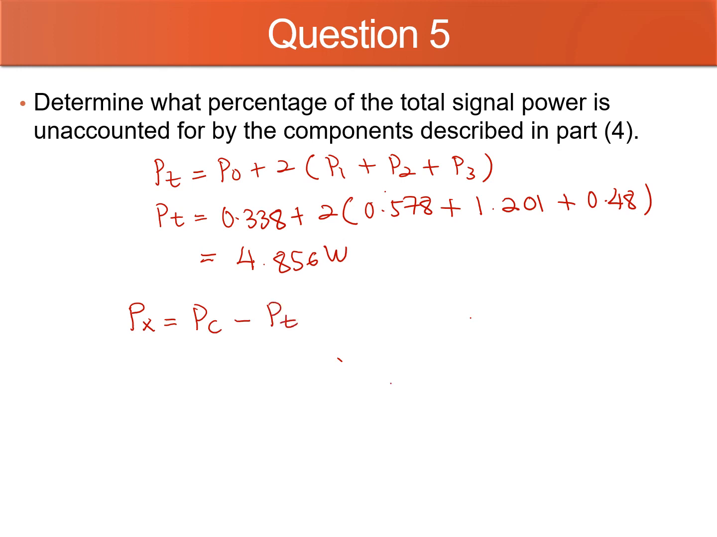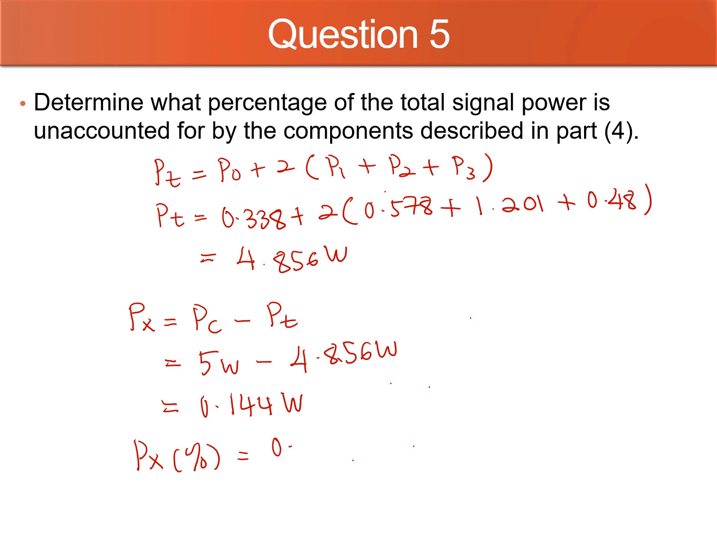To calculate the percentage of the unaccounted component, we know that Px is equal to Pc minus Pt. Pc is 5 watt minus 4.856 watt. Now Px equals 0.144 watt, which is the unaccounted value. So now calculate the percentage of Px: 0.144 watt divided by 5 times 100, and the answer is 2.88%.